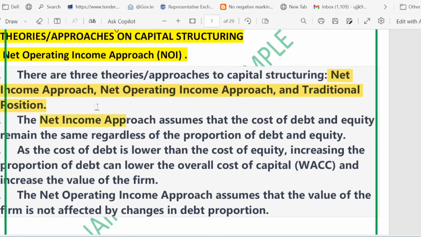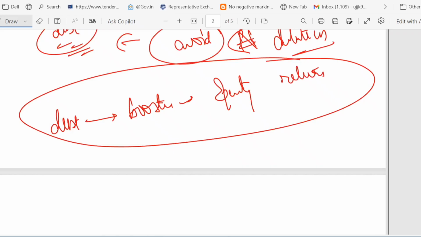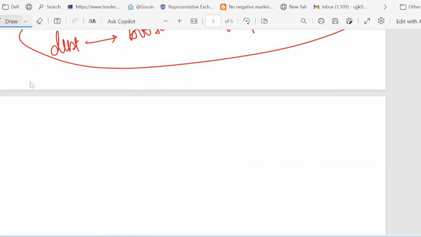First of all, let's start with the net income approach. Basically, if the cost of debt and the cost of equity remain constant, then by increasing the proportion of debt, the company can reduce its overall cost of capital. The question is why? See what I'm talking about: the net income approach says that if the cost of debt and cost of equity remain constant. Let me show you mathematically what it means.